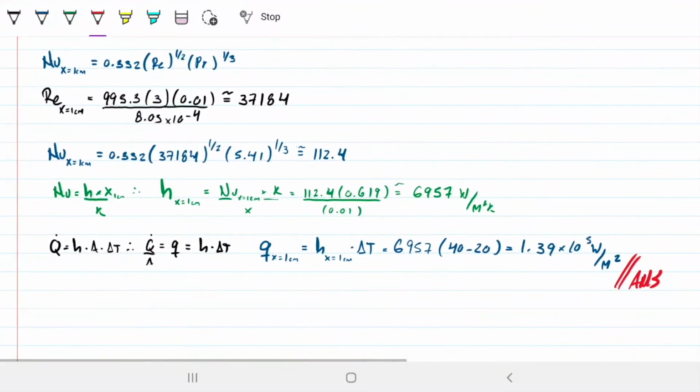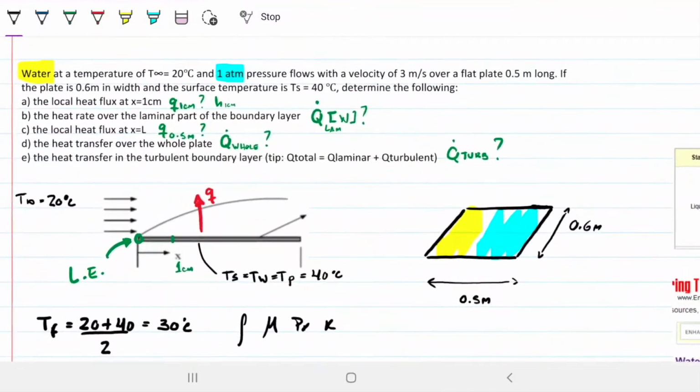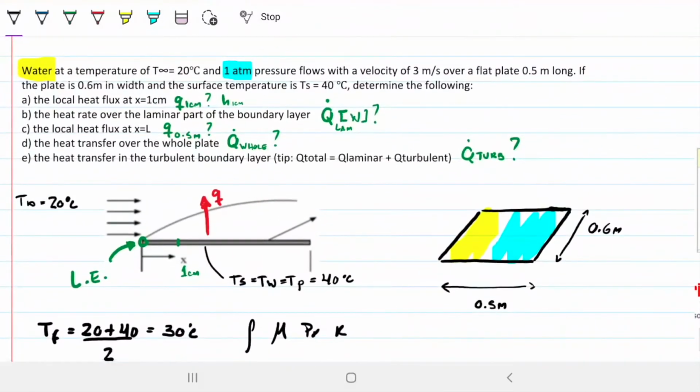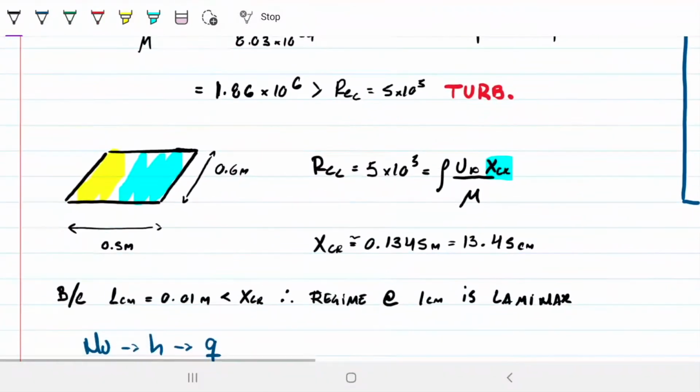Okay, perfect. That was part A. Part B. The whole thing, what was part B? The laminar one? What is the laminar part of the boundary layer? Okay, so what's the heat transfer in the laminar part? So in the yellow one, as per this drawing, right?